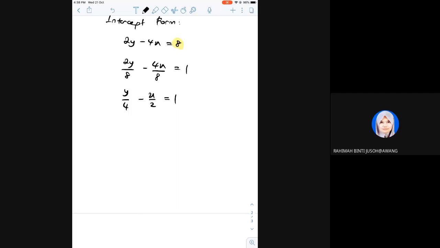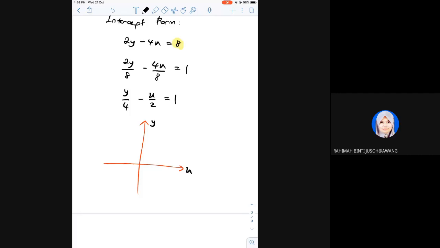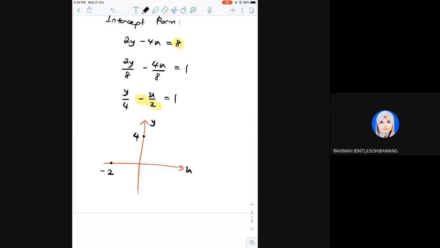Okay, now bila dah tukar bentuk macam ni, automatically we can sketch the graph. Alright, so we will have y equals 4. Okay, now be careful sebab x ni dia ada negatif. So bila x tu negatif, it should be on the right or left? Left. So negative 2 here. Therefore, just connect these two coordinates, then you can get this straight line.